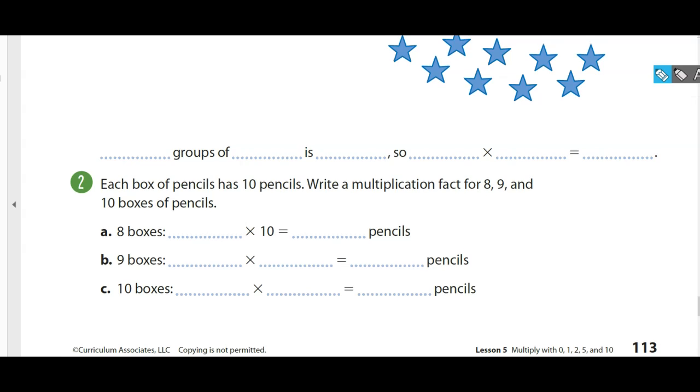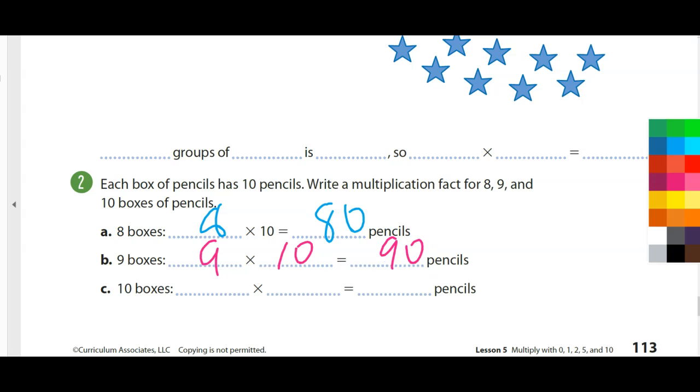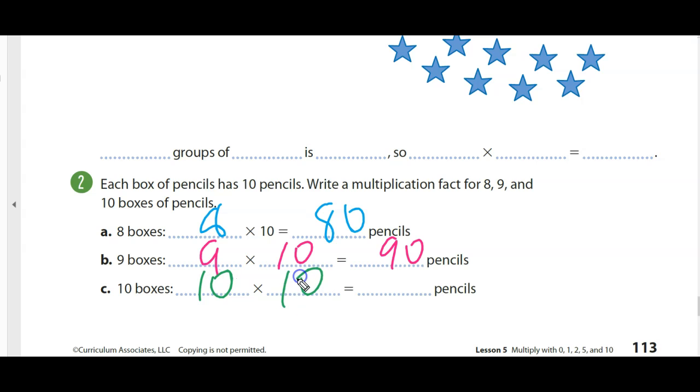Now it says that each box, okay, has 10 pencils, right? Multiplication fact for 8, 9, and 10. So if I have 8 boxes, times 10 would be 80. If I have 9 boxes times 10 would be 90. And if I have 10 boxes times 10 would be 100.